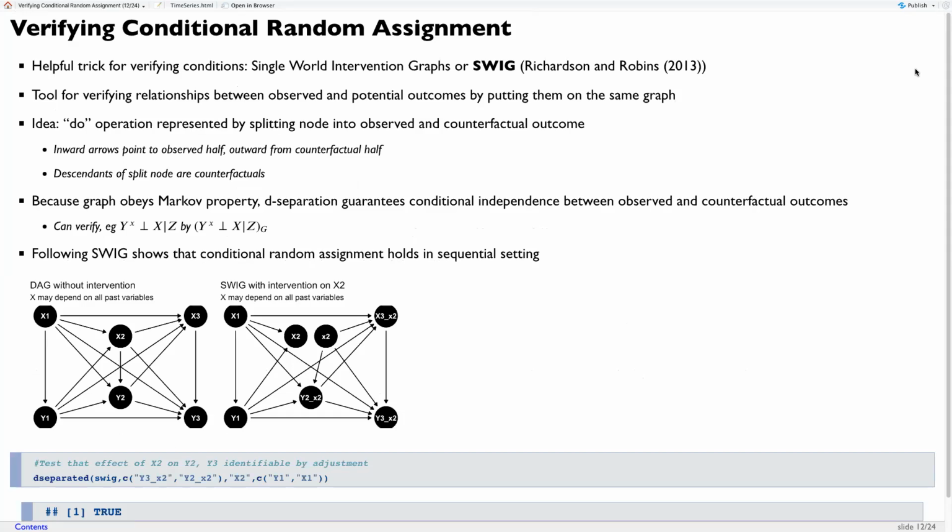from measures like this. So conditional random assignment, I described this, I drew a DAG, and then I gave you a condition in terms of potential outcomes. What we'd really like is a condition in terms of the DAG. So a helpful trick for verifying this is something described in the Hernan and Robins book. The original paper by Richardson and Robins is like 150 pages long and nigh unreadable.